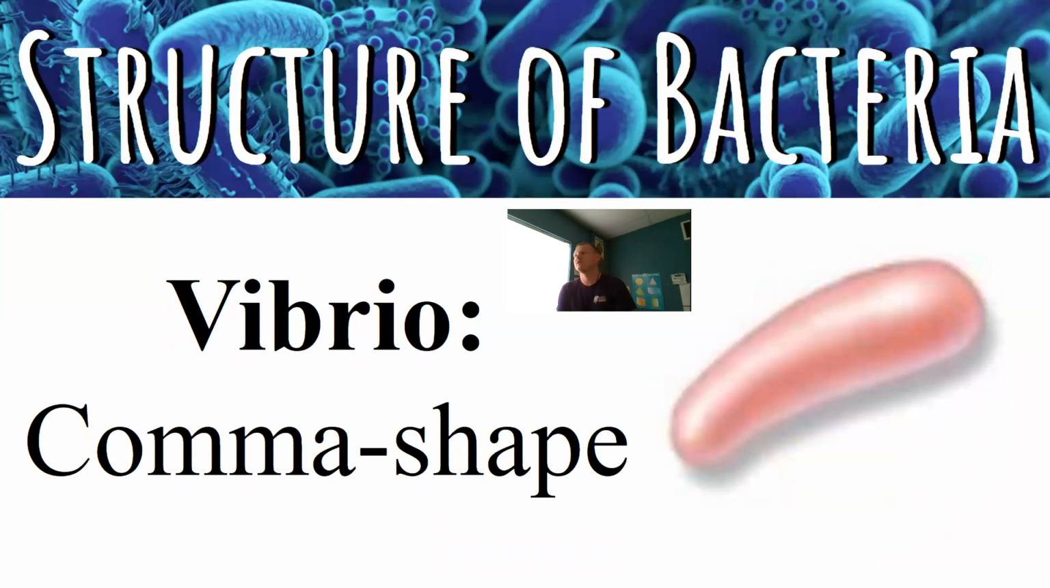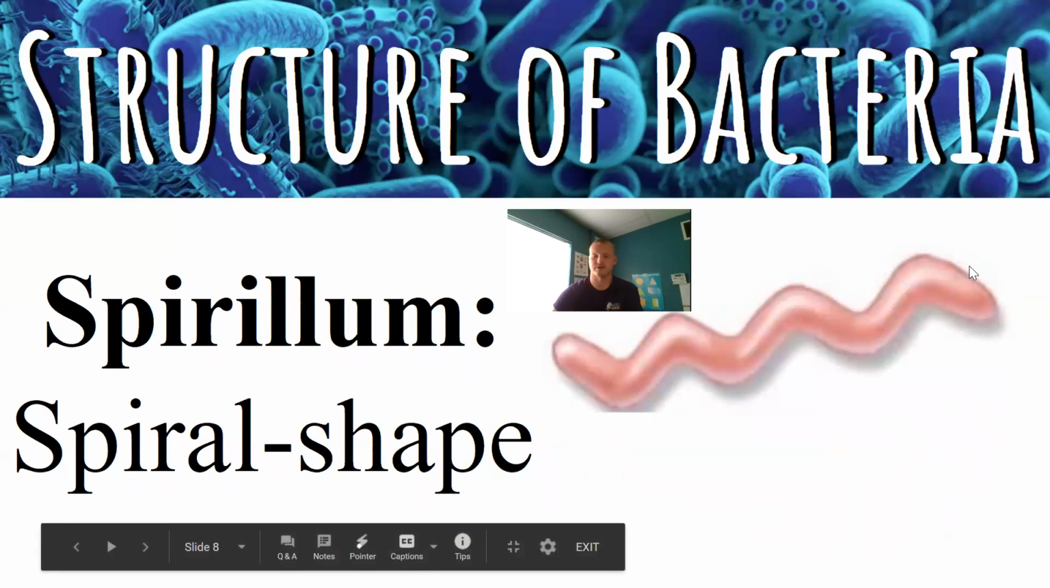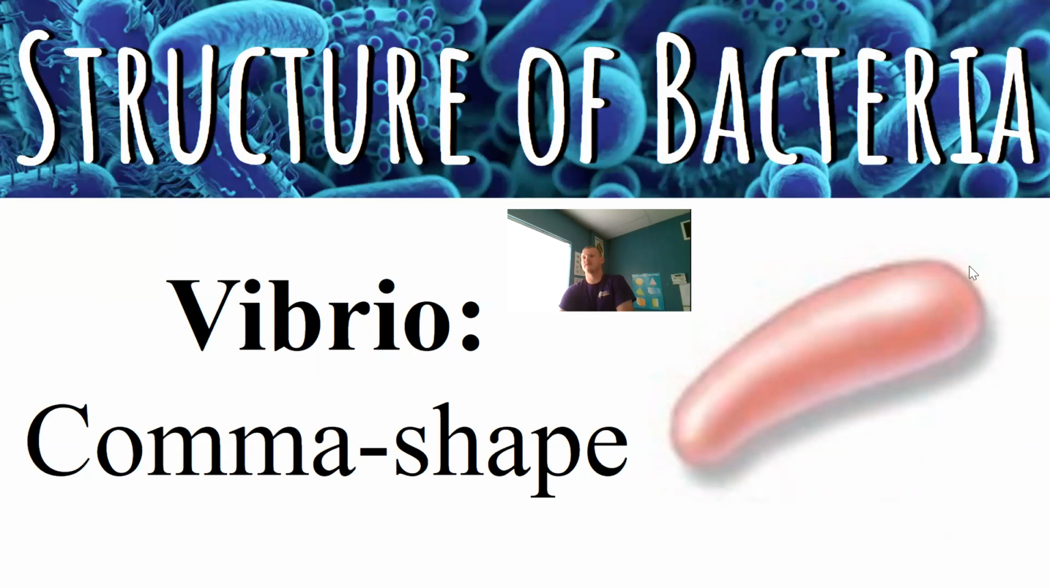Then we have Vibrio, which is comma shaped, or like a teardrop shape. It's pointier on one end, and it gets bigger on the other end. So think of a comma, think of a teardrop. Kind of looks like an eggplant, or a wet sausage. All of these are listed in your book as well. If you're falling behind a little bit, there's a little chart that you can follow along with.